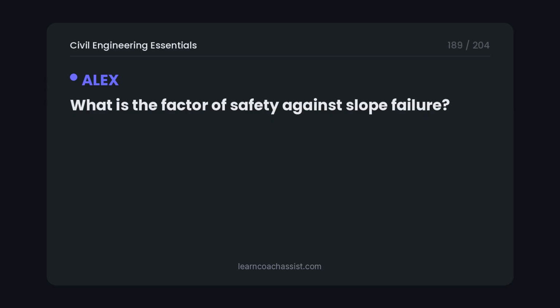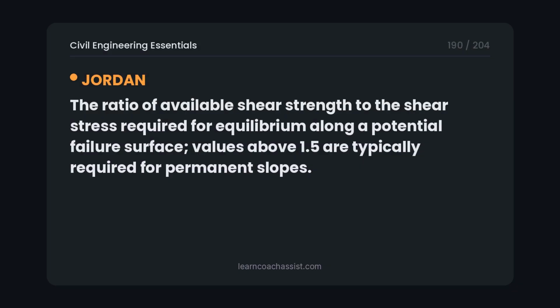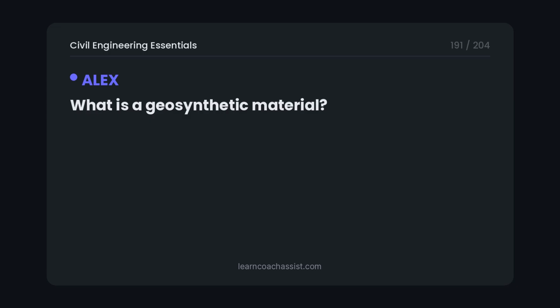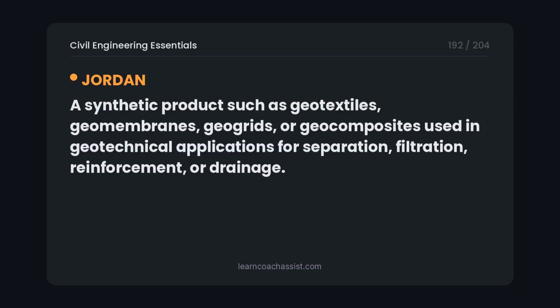What is the factor of safety against slope failure? The ratio of available shear strength to the shear stress required for equilibrium along a potential failure surface. Values above 1.5 are typically required for permanent slopes. What is a geosynthetic material? A synthetic product such as geotextiles, geomembranes, geogrids, or geocomposites used in geotechnical applications for separation, filtration, reinforcement, or drainage.